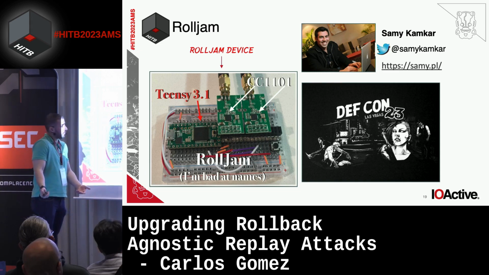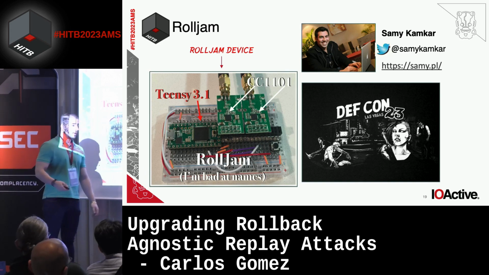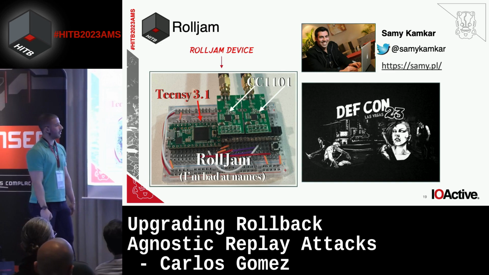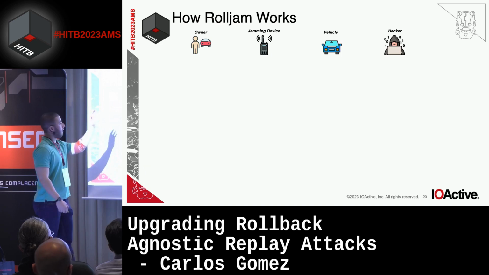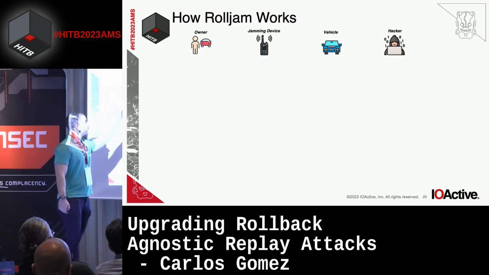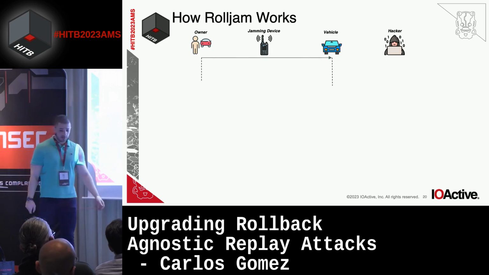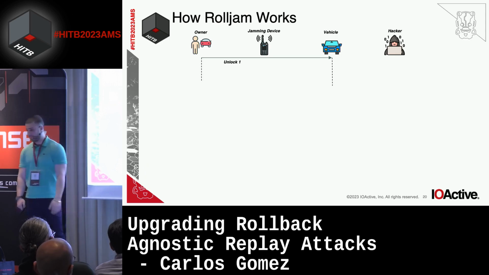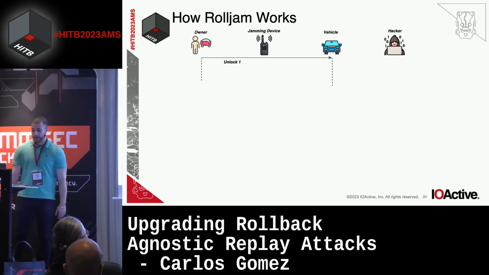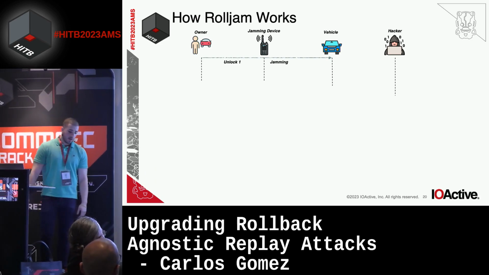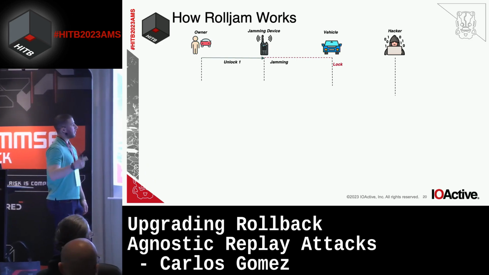And this attack was disclosed in Las Vegas, but mafias were using it even earlier. And it's really simple. We have four actors: the owner of the vehicle, the jamming device, the vehicle, and the hacker. In a normal flow, the owner is going to try to unlock the door, but the owner doesn't know that there are hackers lurking around with a jamming device that is going to stop the signal. So the car is going to stay locked while the jamming is running.